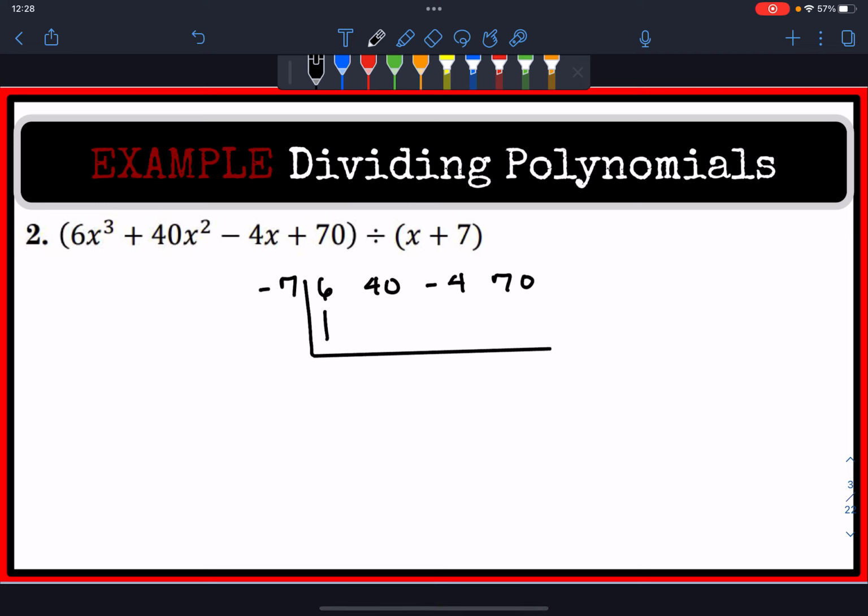Our synthetic division starts by bringing down the first term in our dividend, which is 6. And then we follow the same two steps. We start by multiplying this number with our divisor, -7. And then we add these quantities going downward. So we're going to add 40 with -42. And that gives us a total of -2. And then I repeat the process. I multiply now -7 with the -2. That gives us 14.